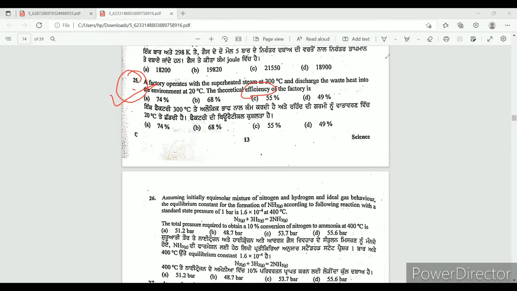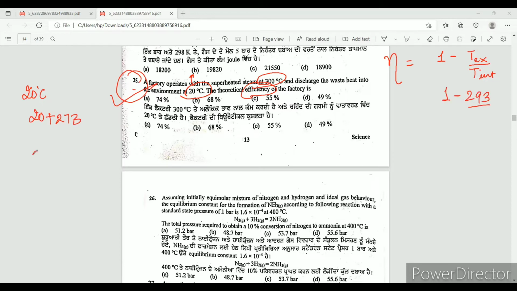Efficiency is denoted by eta. Eta is equal to 1 minus T external by T internal, since the factory operates with superheated steam at 300 degrees Celsius and discharges the waste heat into the environment at 20 degrees Celsius. Okay. Now 20 degrees Celsius on conversion to Kelvin gives you what? 20 plus 273, that is 293 Kelvin.